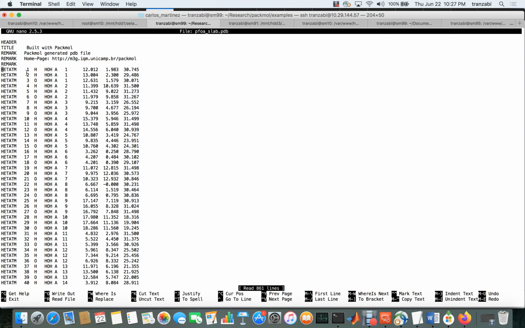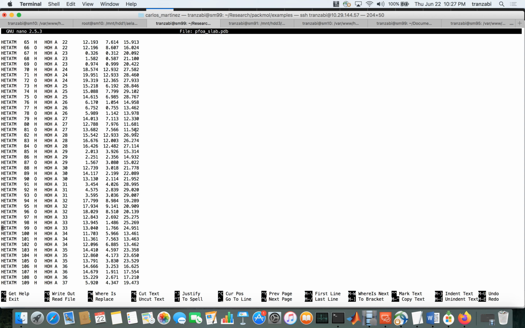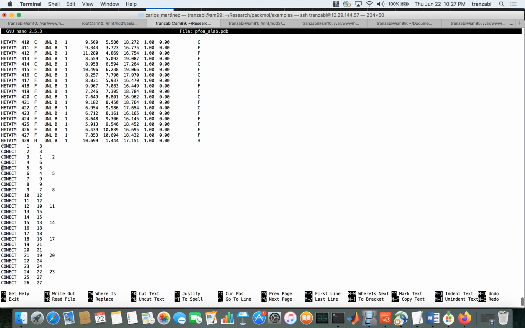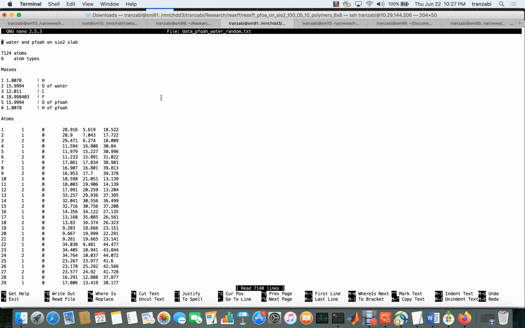The next block actually starts from the keyword het atom, which stands for heterogeneous atom. So we want to convert this block, which starts from this line, all the way to this line, which starts with a keyword connect. So this block, starting from heterogeneous atom, needs to be converted into something like this.